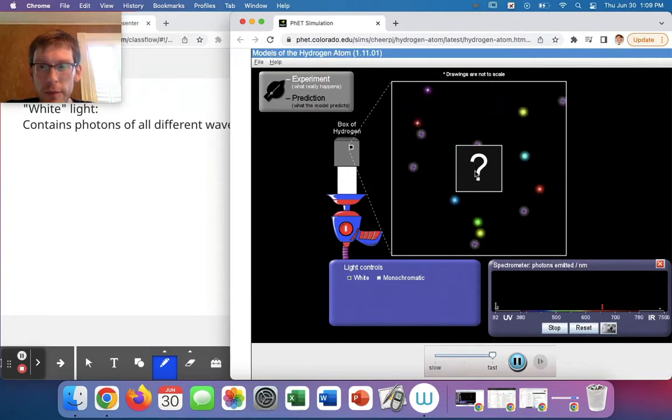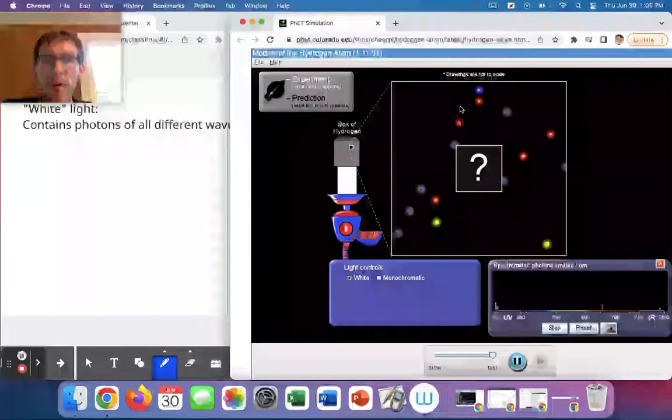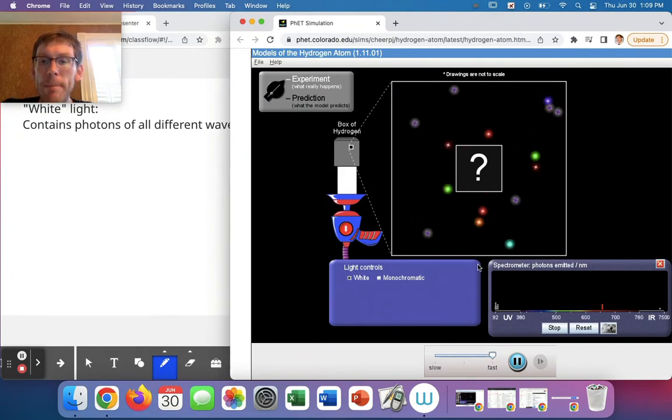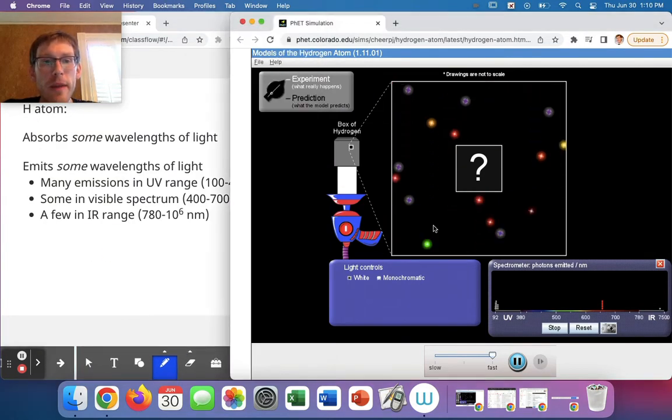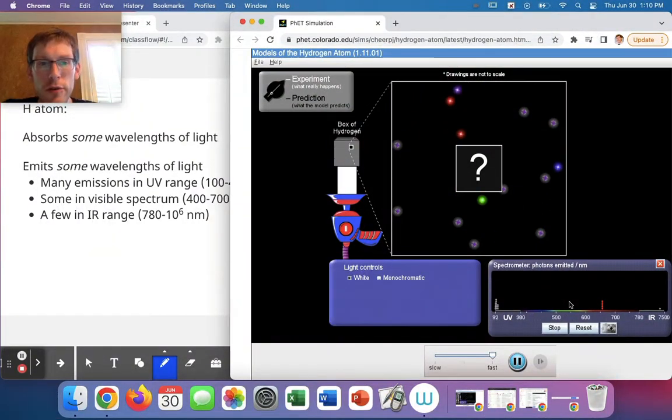And as we wait, what we can see is that there are photons being absorbed. Actually, it's tough to tell which ones aren't coming out the other side. But we also can see, using a spectrometer, that there are photons being emitted by the hydrogen in the box. And as we look at these emissions, we can see that there are certain wavelengths of light being emitted. We're seeing a whole lot of photons being emitted in the ultraviolet range, around 100 nanometers.